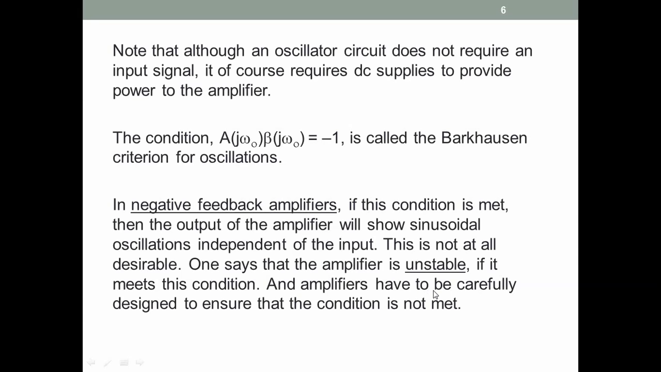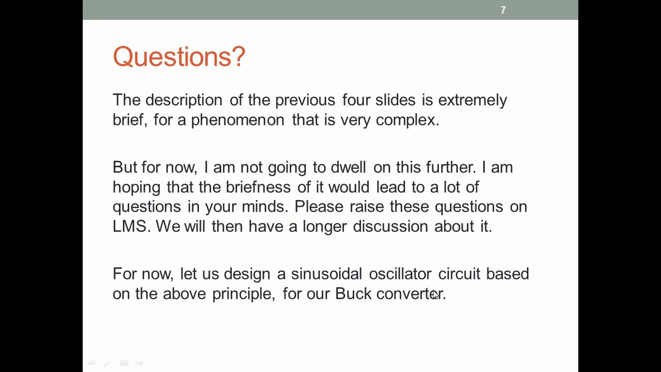Okay, this is a very brief description of the theory of sinusoidal oscillations. It is extremely brief. The phenomenon of instability and oscillations is very complex. But I'm not going to talk about this today in this lecture.